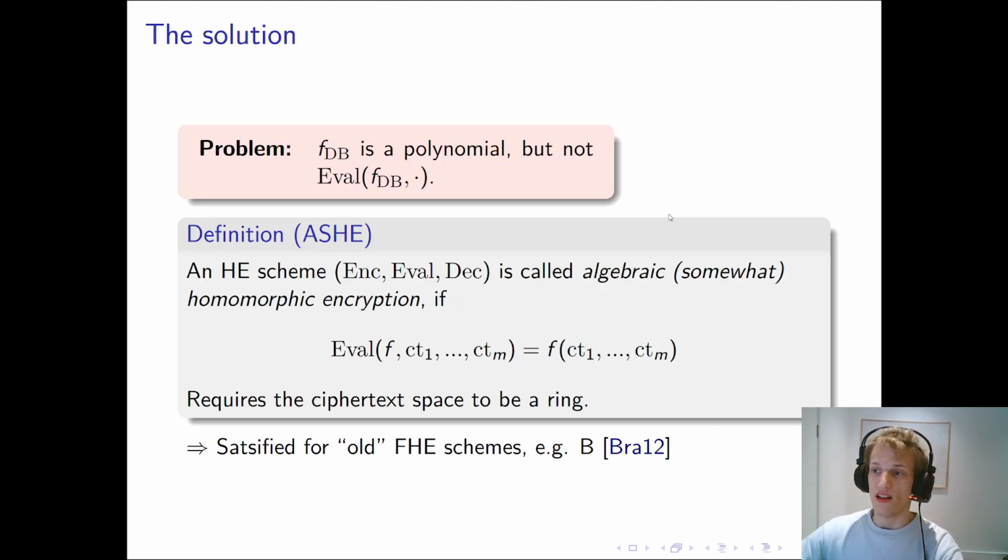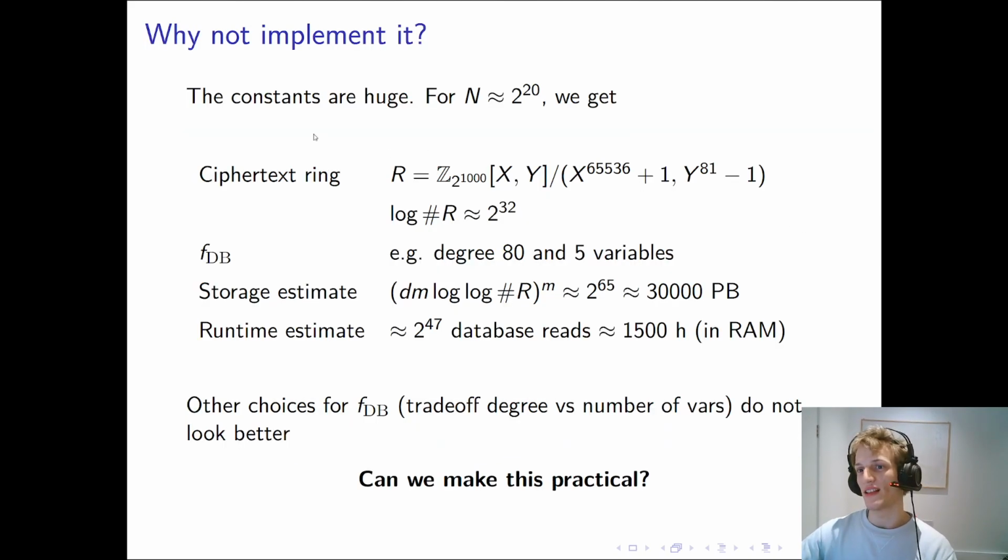Okay, well, this sounds really nice. Why don't we just implement it? I've been presenting it nicely, so can we make it run in practice? Well, why can't we? Basically the problem is the constants become huge. To give you an impression of how large they become, I've made a small example. We assume the database size is about 1 million, so we have 1 million entries in our database.